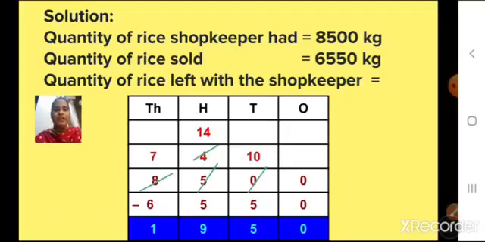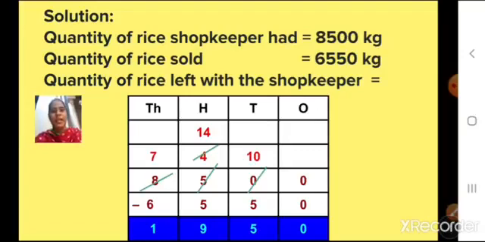Here again 4 minus 5 is not possible. So we have to borrow from thousands place. In thousands place we had 8. 8 will become 7 and 4 will become 14. So 14 minus 5 is 9. Yes children, and at last in thousands place we have 7 minus 6, which is 1. So how much rice is left with the shopkeeper? 1950.